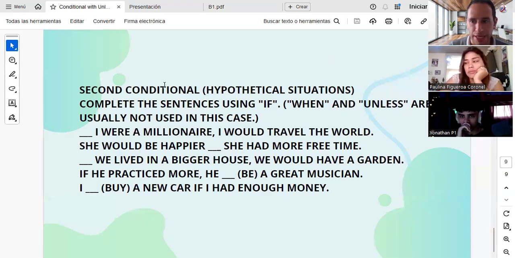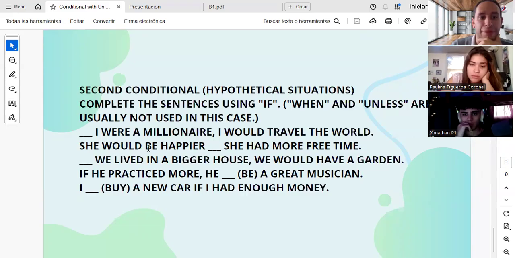Let me check. Okay, the last one. Second conditional, a hypothetical situation. Complete the sentences using if. When and unless are usually not used in this case. So you just have to add if. So let's go, Jonathan. In this exercise, we need to add only if, because remember, with second conditional, we don't use when or unless, because they are hypothetical situations. Okay, so if I were a millionaire, I would travel the world. Awesome.